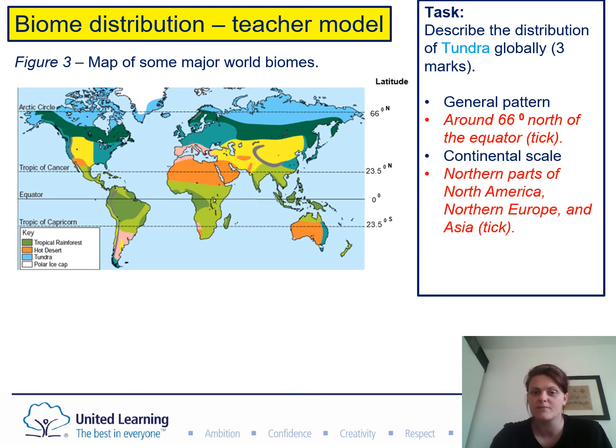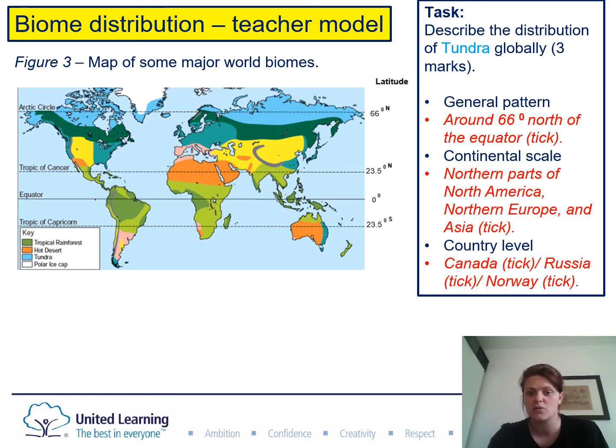Continental scale? Well, look, I can see it's in the northern parts of America here, in North America, right up there near the Arctic Circle, a bit of Alaska and Canada. And I can see here it's northern Europe, and it goes over to Asia as well, right over there in the east. So country level there, I mentioned one already. Look, we've got Canada, got some Russia, and we've got some Norway right at the top there in Europe. Okay.